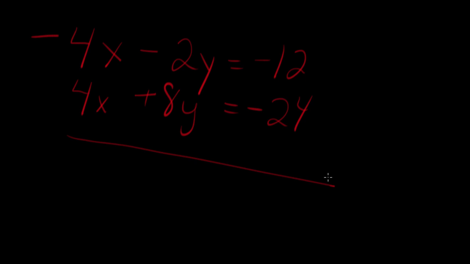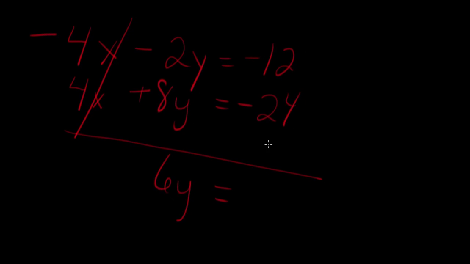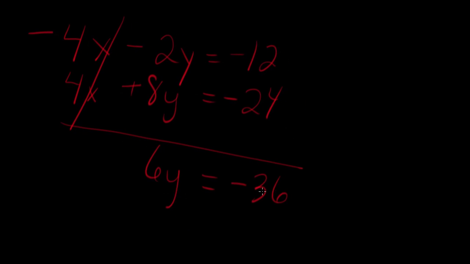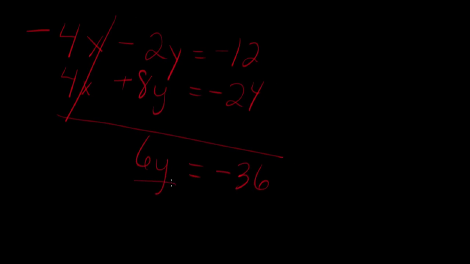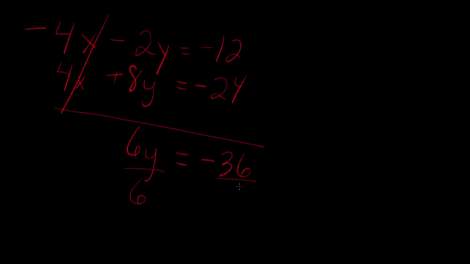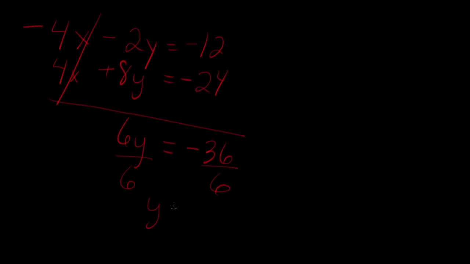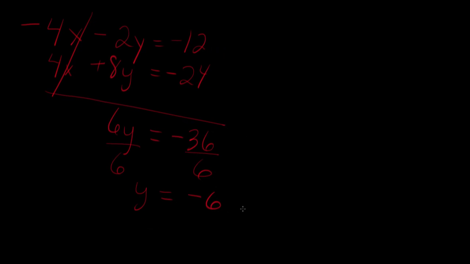All right, so -4x plus 4x is 0. It cancels. -2y plus 8y is 6y. -12 plus -24 is -36. Divide both sides by 6, and y equals -6.